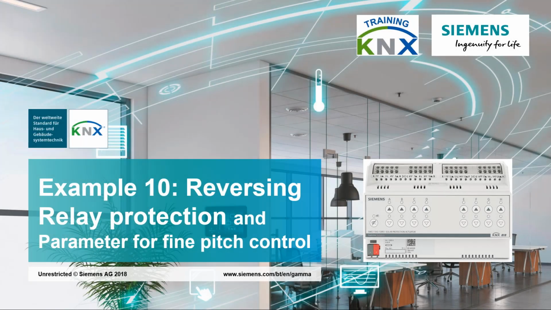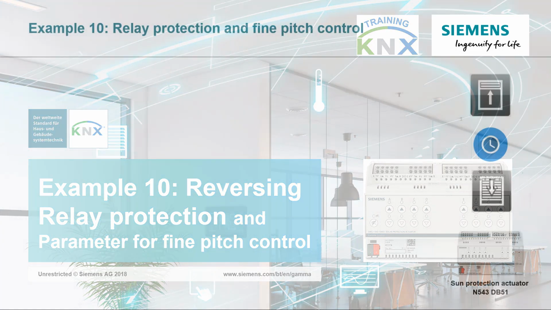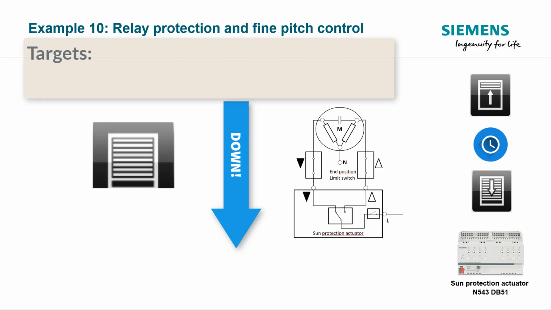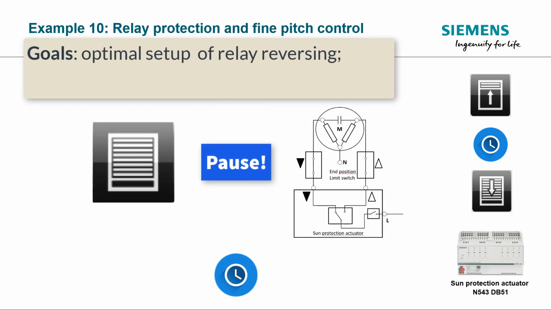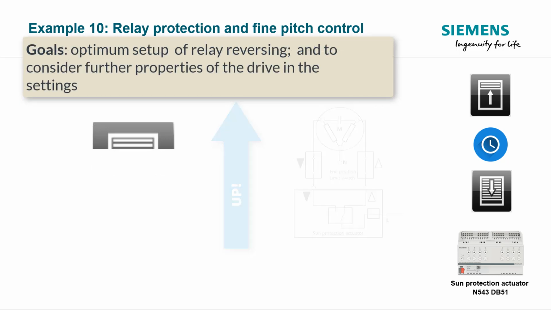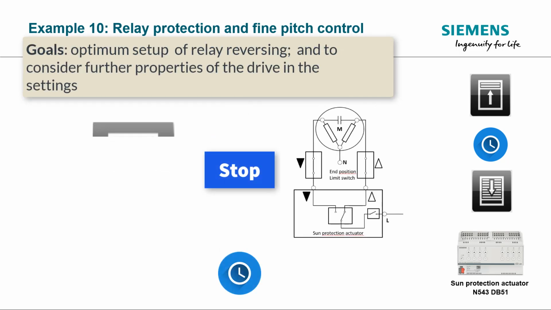Application Example 10. Relay protection and fine positioning, reversing pause, turning dead time, etc. In this module, we deal with extended configuration options. Our goals are to set the optimal protection function for the relays when reversing the direction of travel, and also to consider the correct known drive characteristics for reversing the direction of travel.